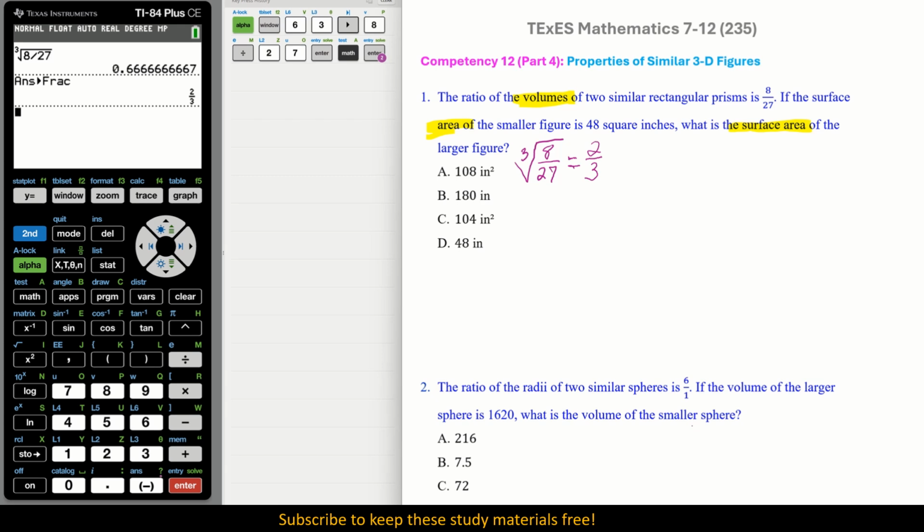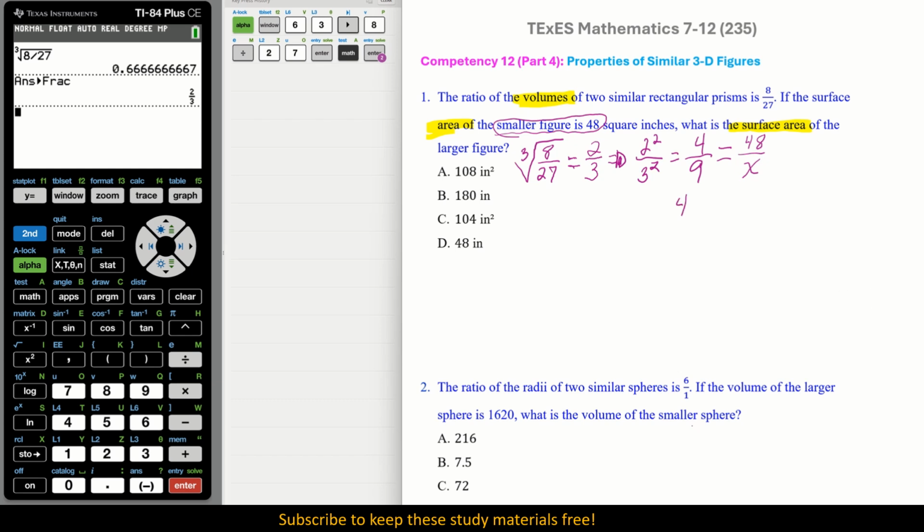This implies that I need 2 squared and 3 squared. Obviously, that is 4 over 9. Now I can set up my ratio. I see that the smaller figure is related to 48, so I put 48 on the top. X is the larger surface area that I am looking for.